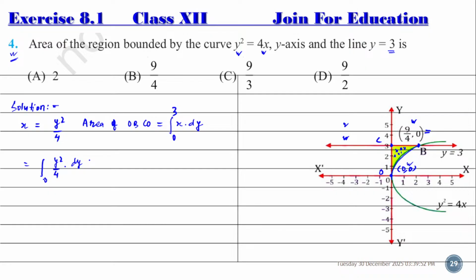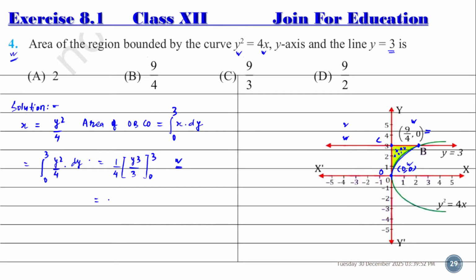We write down here 0 to 3. Integration of this part will be 1 by 4 into y cube by 3, from 0 to 3. There is no problem to understand up to this step.